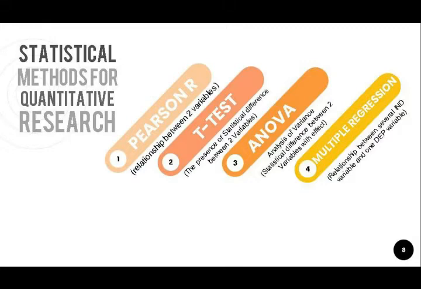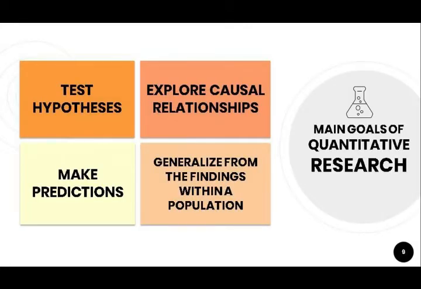Alright, so in quantitative research, here are your main goals. First, to test your hypothesis, whether they are significant or not, as long as the statistical hypotheses are significant or not. Also, to explore causal relationships, whether there is a relationship between one variable to another. Third, to make predictions. What will happen if this variable will be changed? Will it also affect the other?